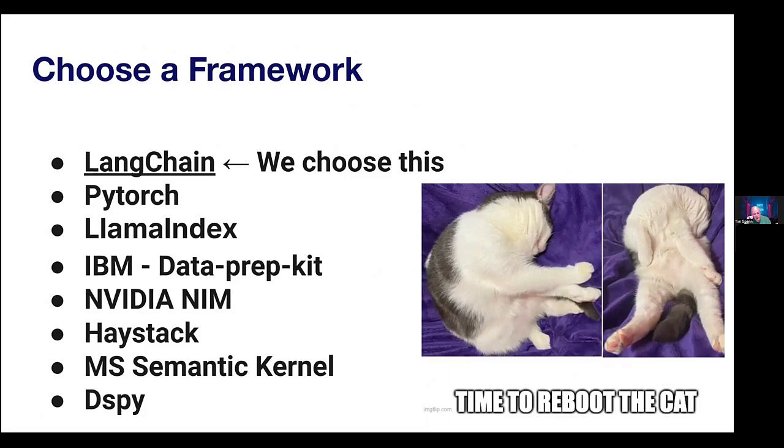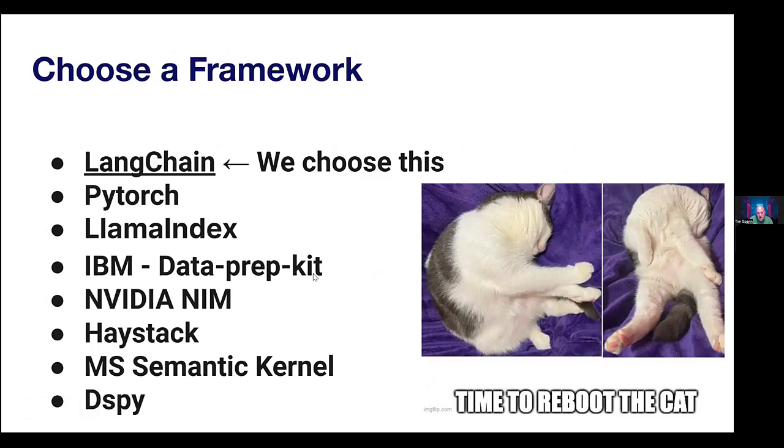PyTorch has some things you can do. Llama Index is probably the biggest competitor to LangChain. There's pros and cons to each one. I like both. We did LangChain first. Maybe next talk we'll do Llama Index.